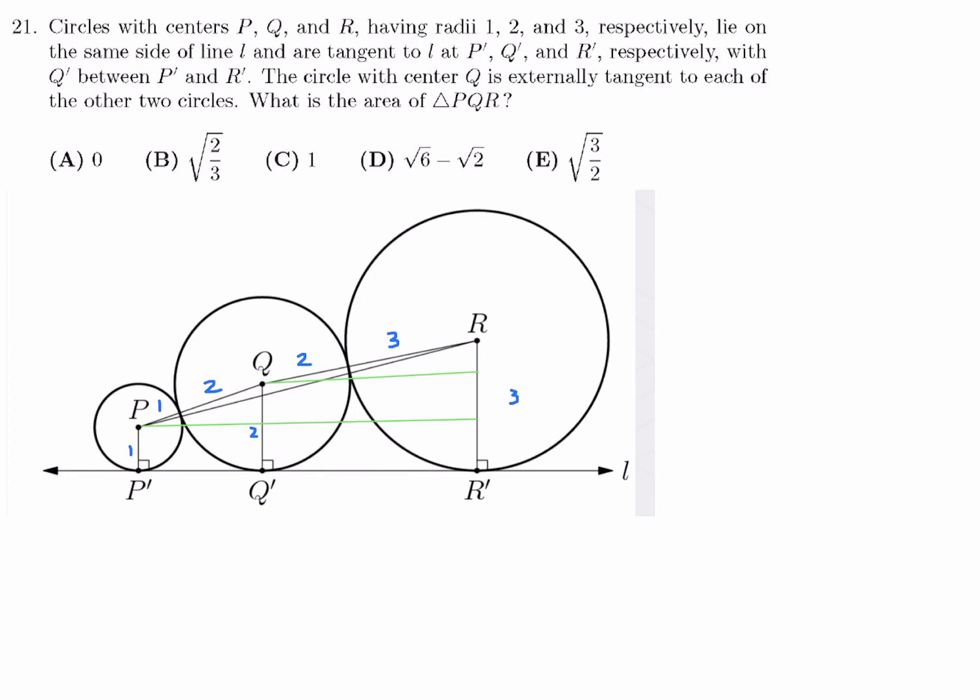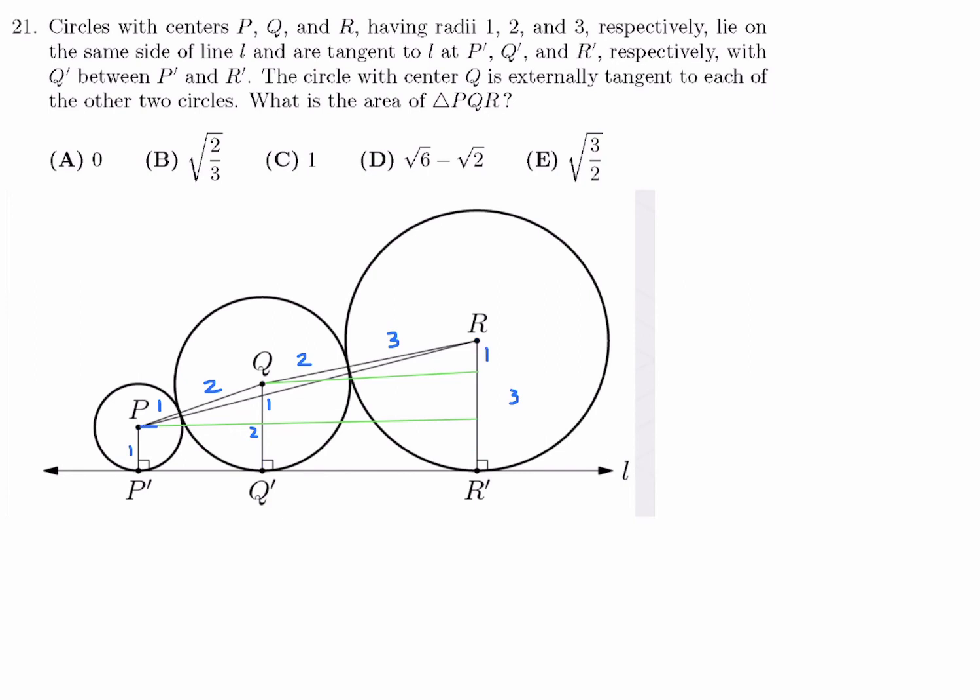So very quickly, we can figure out that since from here to here is 1, this is also 1. And therefore, the distance from here to here will be 2 minus 1, which is 1. In a very similar way, from here to here is 2, so from here to here is 2. And therefore, the distance from here to here will be 3 minus 2, which is also 1.